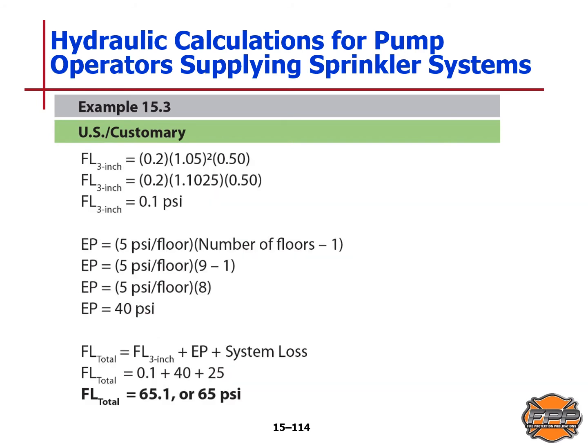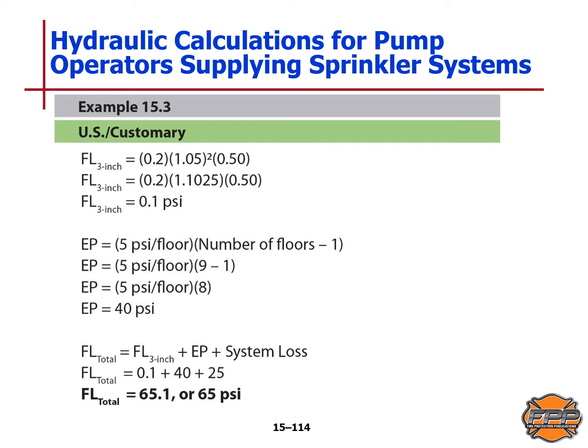So if we look at the math, we have the friction loss for the 3-inch line equals 0.2 times 1.05 squared times 0.5. And when we continue the math, the friction loss for the 3-inch line is 0.2 times 1.1025 times 0.5. So the friction loss for the 3-inch line is 0.1 psi.